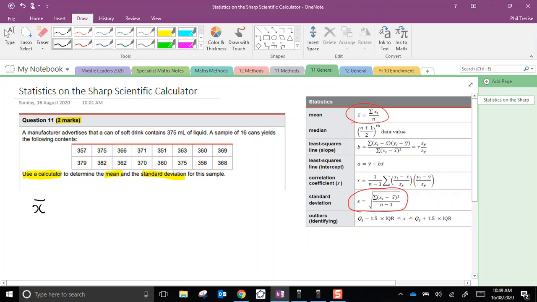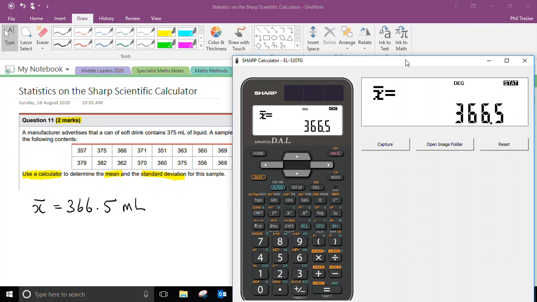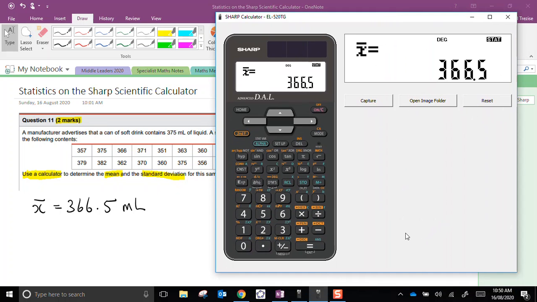The mean is 366.5. All of these measurements were volumes in millilitres, so the mean will have the same unit of millilitres. Now, with my standard deviation, again on the formula sheet, standard deviation is symbolised by this little s. So check the notation on the calculator. There it is, there's a little s, it's got an x beside it. It means the standard deviation of these variables, which we call x.